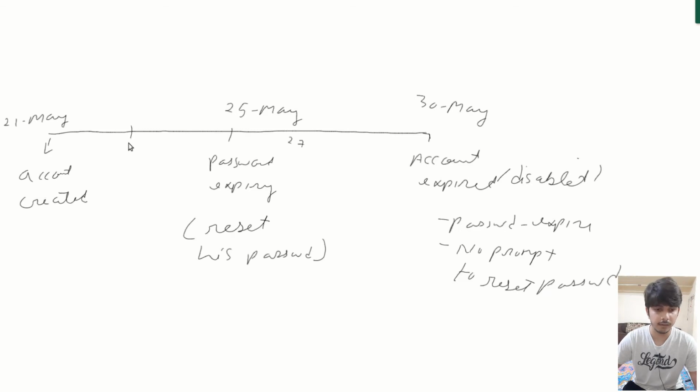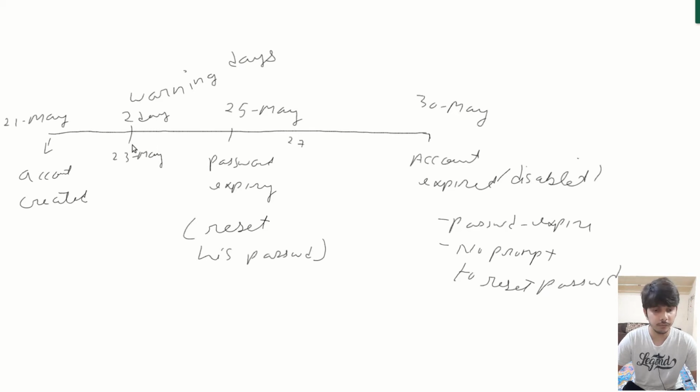Now we have the warn days. Okay, warning days, right? Let's say that it is set to 2 days. Now if you see, the password expiry date was 25th of May. Go back 2 days, that is 24th and 23rd of May. Okay, now when the date hits the 23rd of May, the user will start to get a prompt that your password is going to expire, please reset it. Some sort of message like this.